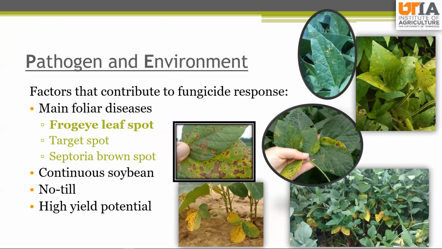Getting into those first two factors, pathogen and environment, factors that contribute to a fungicide response, you have to have a disease present. Our main foliar diseases that will respond to a foliar fungicide include frog eye leaf spot, target spot, and septoria brown spot, with frog eye leaf spot being the predominant one. Also, that environment is very high risk when it's continuous soybean. No-till can increase that risk with residue still being left on the ground, as well as usually fields that have high yield potential. Again, that same environment that's good for high yield is also good for disease development.